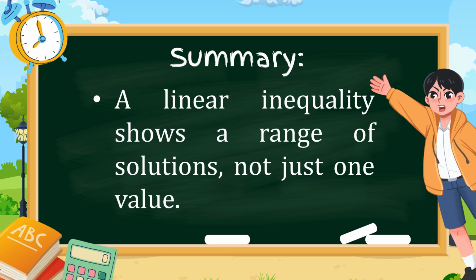That brings us to the end of our lesson on linear inequalities. Before we finish, let's quickly review the 3 most important points to remember. First, remember the fundamental difference between an equation and an inequality. A linear inequality shows a range of solutions, not just one value. This range includes every single real number that satisfies the condition, which is why we need notation like x < 5 or the interval (-∞, 5).